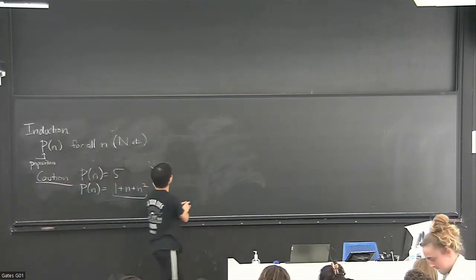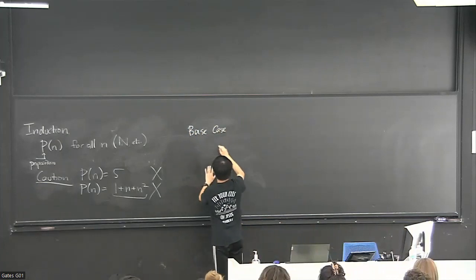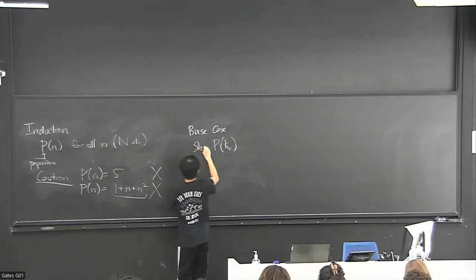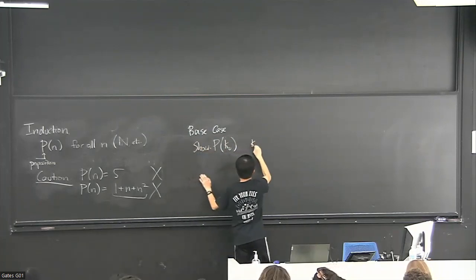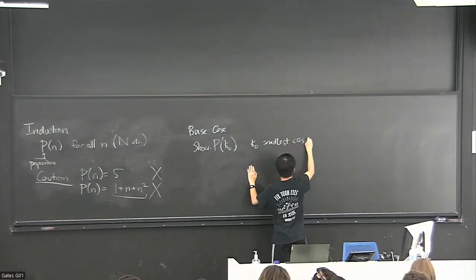In a proof by induction, you always start with a base case. Let me just call it P of K0, K0 being the smallest case we need to consider.